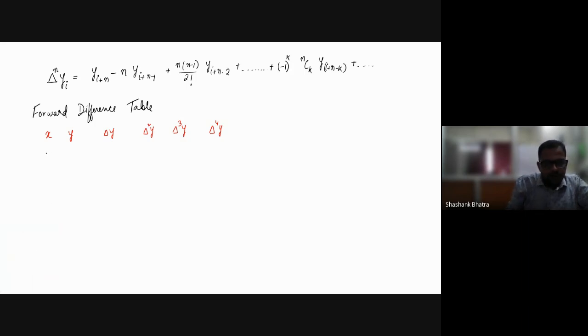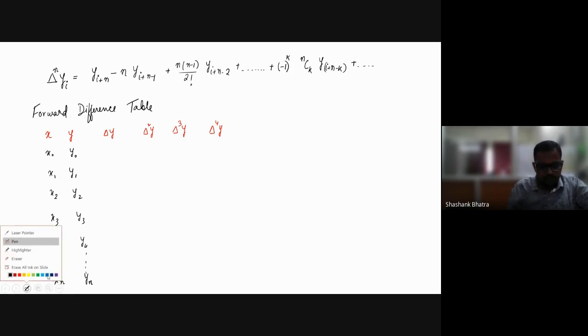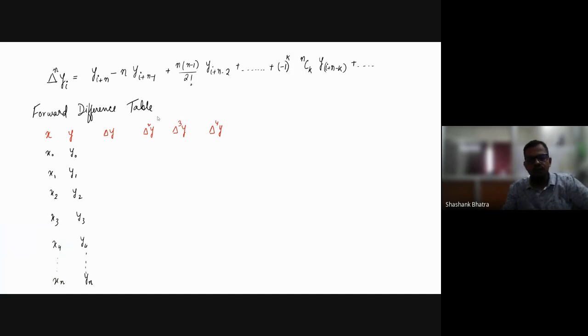Here I have the data points x0, y0, x1 corresponding y1, x2 corresponding y2, x3 corresponding y3, x4 corresponding y4, and if we move on and on till xn, there will be yn, right? So in generating this table, rather than utilizing the generalized expression of forward difference, it is very much simpler if we do it by a very simple technique.